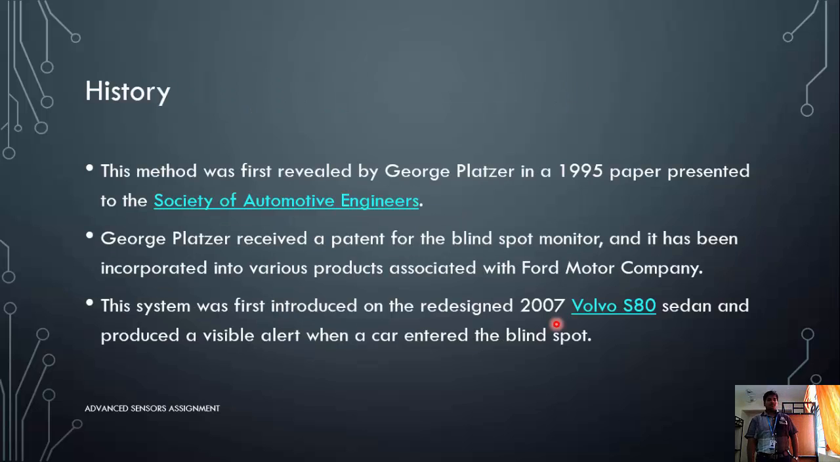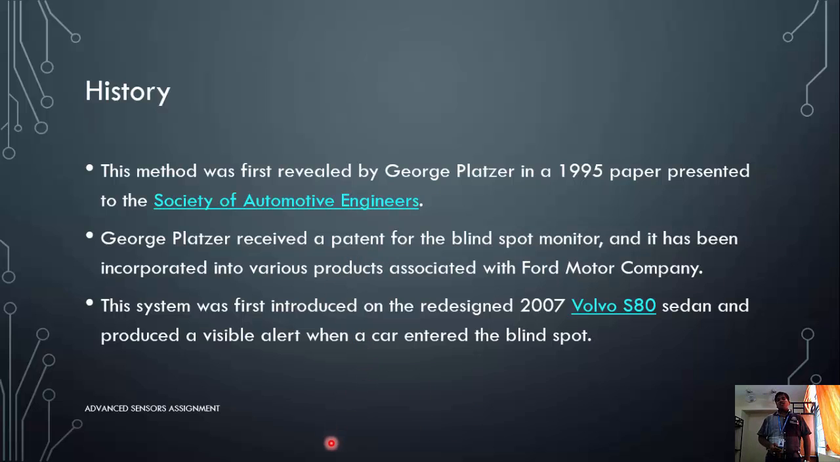History of the blind spot monitor sensor. This method was first revealed by George Blatcher. In 1925, a paper was presented to the Society of Automotive Engineers, and for this paper he received a patent for the blind spot monitor sensor. It has been incorporated into various products associated with Ford Motor Company. This is the first automotive company which used the blind spot monitor sensor in application.